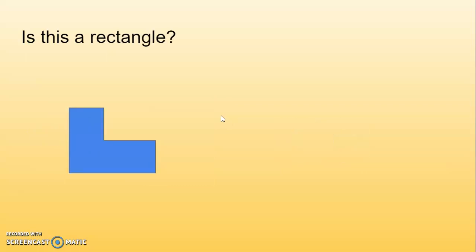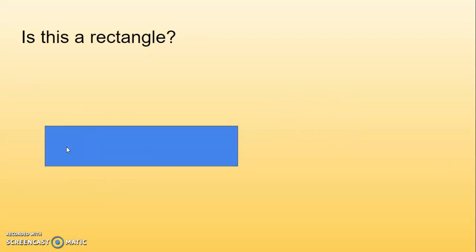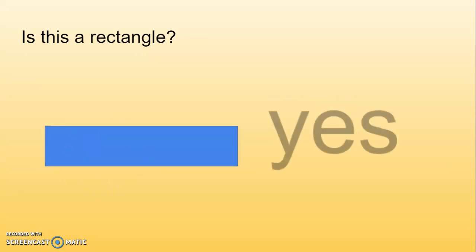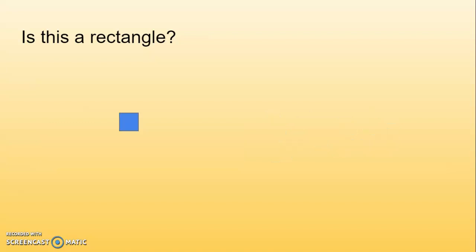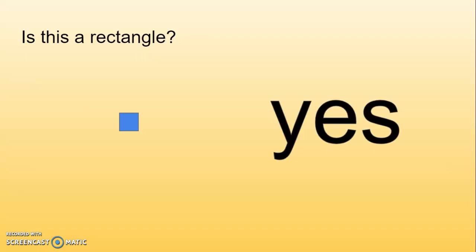Is this a rectangle? No, because it has more than 4 sides. 1, 2, 3, 4, 5, 6. 6 sides. Is this a rectangle? It sure is. Is this a rectangle? Yes. It has 4 sides and 4 square corners.